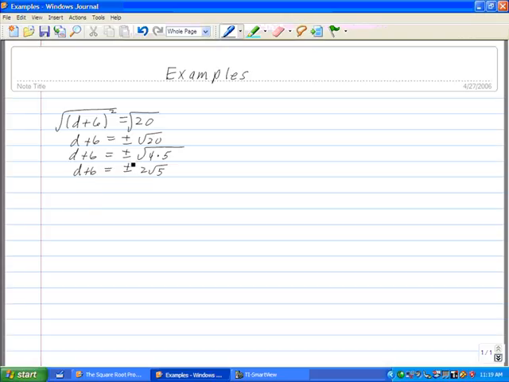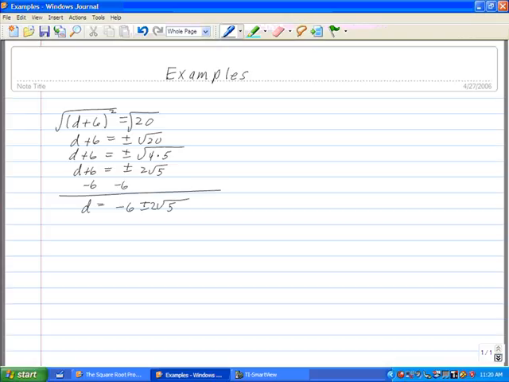Now this plus and minus was a positive and a negative, but when this negative 6 comes over, you can look at it as an add and subtract. So those are your two solutions in an exact form.